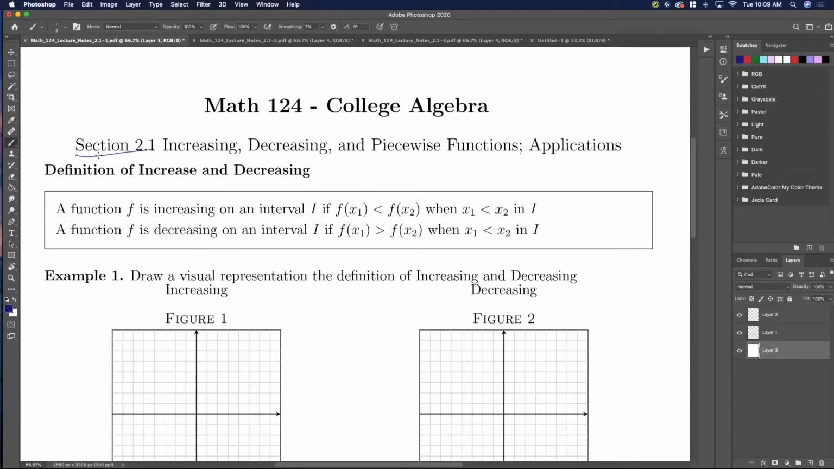Here we go. So we'll just start there. We're going to start with increasing, decreasing, and piecewise functions.